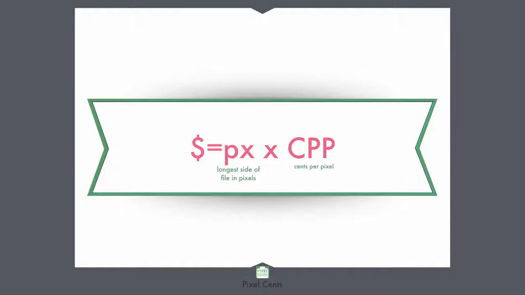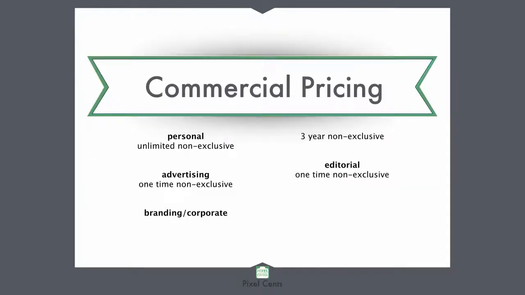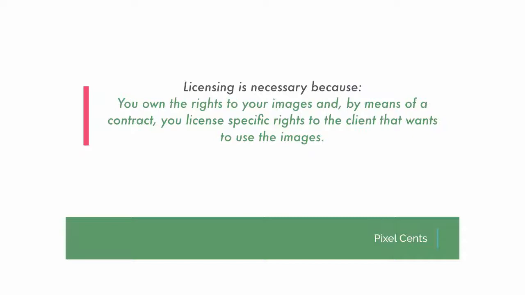In this case, your CPP, your cents per pixel value, will be based on industry ranges and averages with a standard image license. What's a standard image license? Well, here you go. For personal, it's unlimited, non-exclusive. Advertising is one-time non-exclusive. Branding or corporate use is 3-year non-exclusive. And editorial is one-time non-exclusive. If your client wants image use outside of these standards, you know you need to raise your rate. Just as a reminder, licensing is necessary because you own the rights to your images by law. You own the copyright.